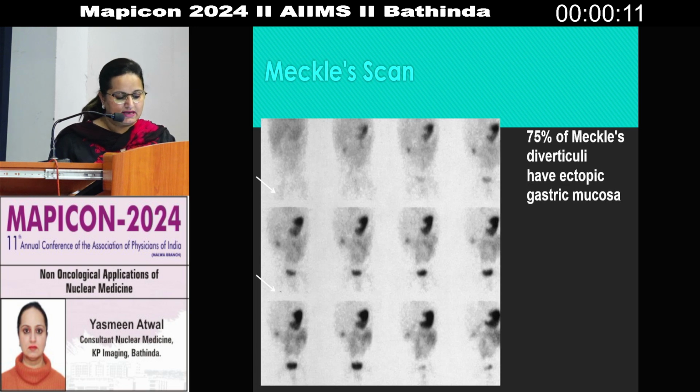And this is a Meckel scan. The bigger increased uptake that you see, that is the stomach. And the rule for the Meckels is as soon as the stomach is seen, the abnormal focus should also be seen, the ectopic gastric mucosa, because the mechanism of uptake is the same. So we see a small dot on the left side in the abdomen, that is the Meckels.